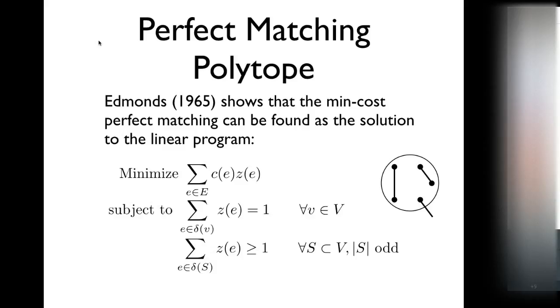And also it should be the case that if I look at any odd set of vertices, then I'm going to need to have at least one edge on the inside of that set matched with something on the outside of that set. And that's just because it's odd, right? The number of pairs in here is going to be even, so at least one extra vertex needs to be matched with something outside.